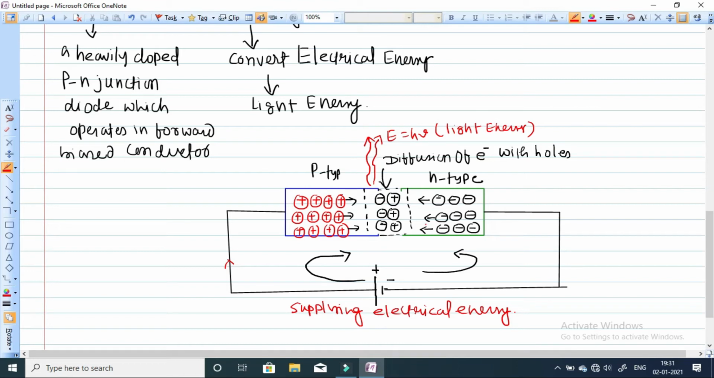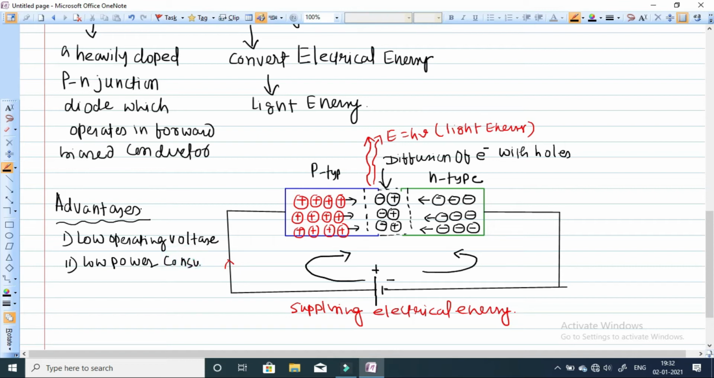Now, what are the advantages of this LED over the general types of lamps that we are using? Nowadays LED is frequently used everywhere due to the following advantages. Number one, low operating voltage, meaning at low voltage it can operate. And number two, low power consumption. That's why the cost of electrical energy will also be less.